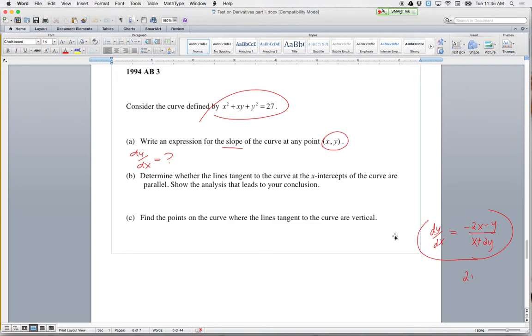So it could have been 2x plus y over negative x minus 2y. That's also an option. Okay? All right, Part B.